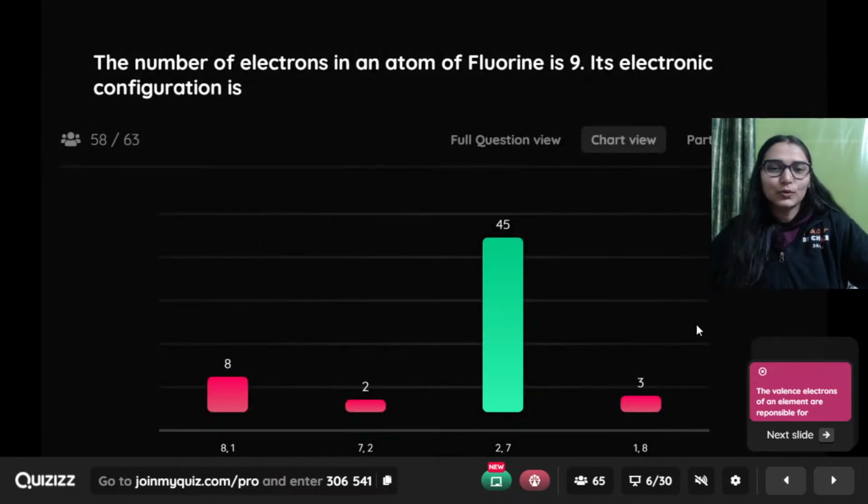Okay, very good guys. 2 7 है ना, K shell में 2 electrons, remaining 7 in the next shell.